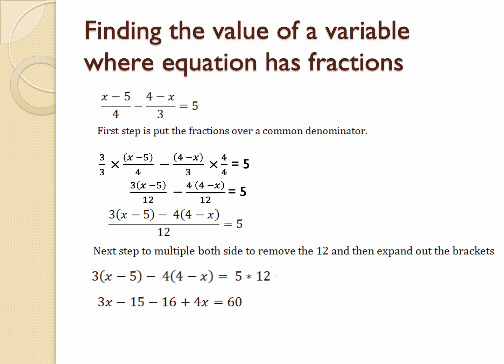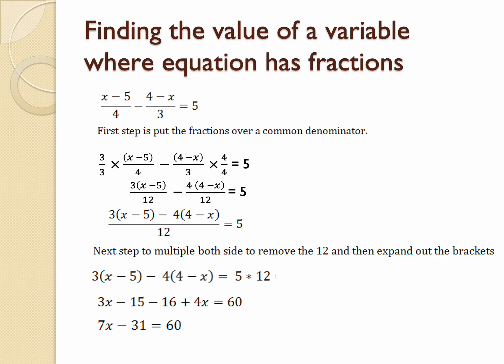So 3x and 4x are the like terms, and minus 15 and minus 16 are the like terms, they are numbers, so we add them separately. So 3x plus 4x will give us 7x, and minus 15 and minus 16, these are two negative numbers, their signs are the same, so they will be added, and a minus sign will be retained. So 7x minus 31 equals 60.